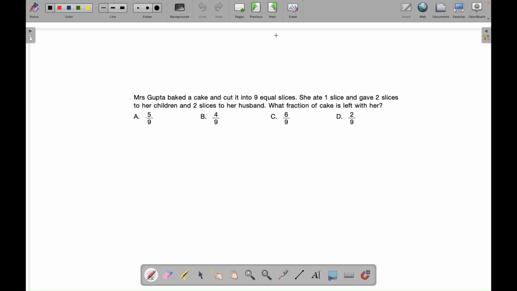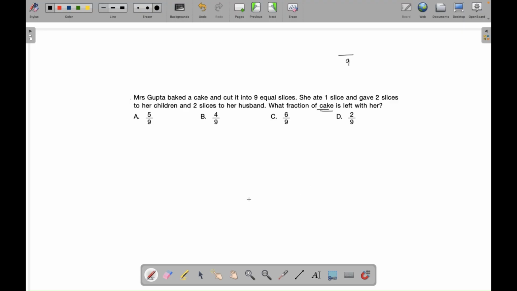Next question, Mrs. Gupta baked a cake and cut it into 9 equal slices. She ate one slice and gave 2 slices to her children and 2 slices to her husband. What fraction of cake is left with her? Right, again the question is asking what fraction of cake. So what should be the denominator? Denominator is the number of parts that make up a whole cake, right? So since she cut it into 9 equal slices, 9 will be the denominator.